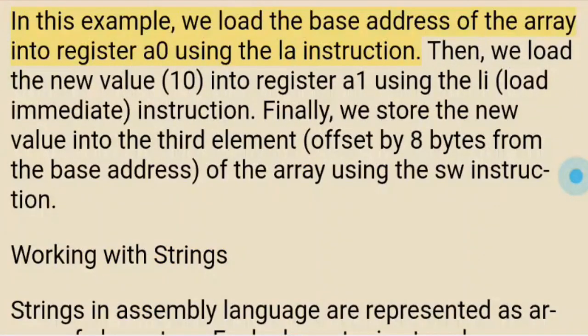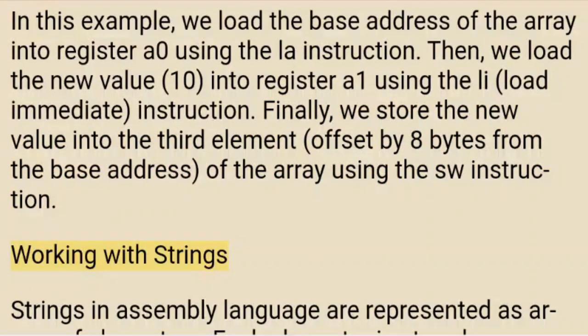In this example, we load the base address of the array into register A0 using the LA instruction. Then, we load the new value 10 into register A1 using the LI load immediate instruction. Finally, we store the new value into the third element, offset by 8 bytes from the base address of the array using the SW instruction.